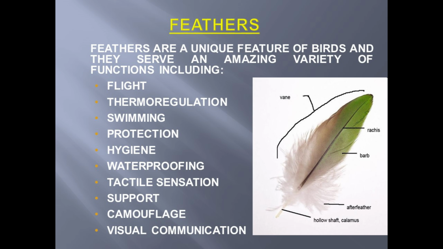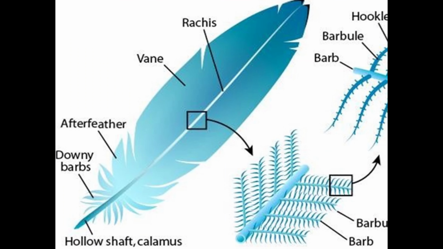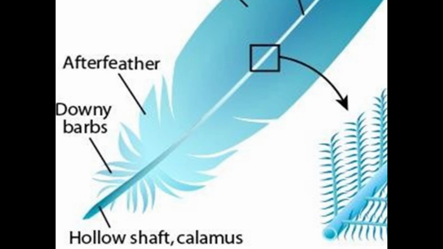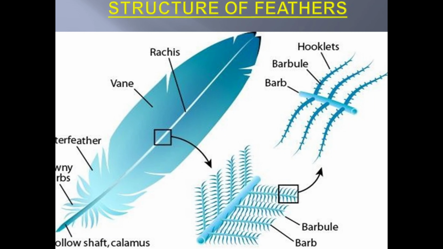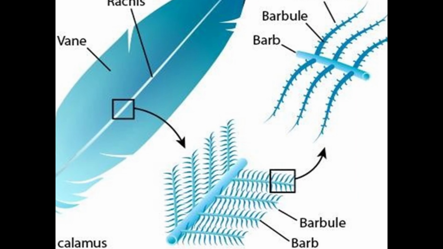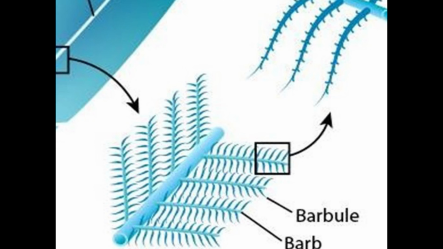Let's see the structure of a feather. The portion of the feather joining to the body is a hollow shaft, or we can say it is the calamus. After that, downy barbs, afterfeather, vane and the rachis. The closer view of the vane is shown in the picture, which consists of barbs and barbules. The even closer version of the vane is also shown in the top right portion of the picture.